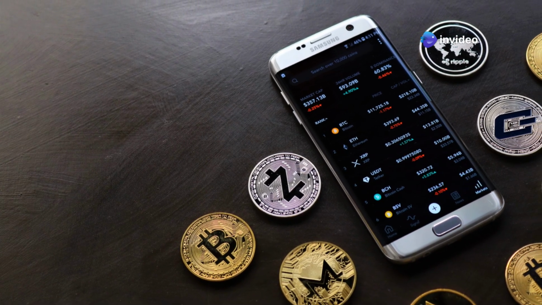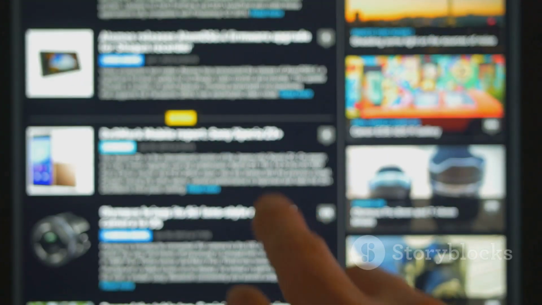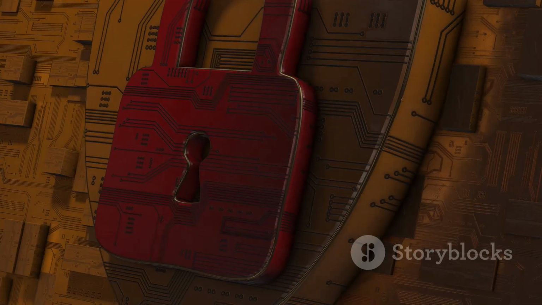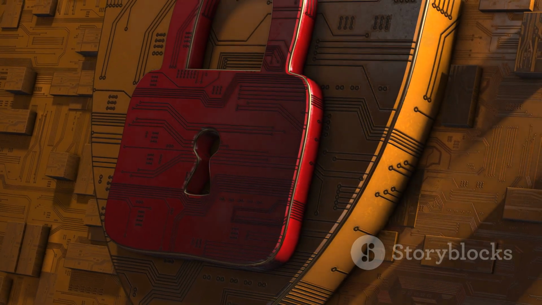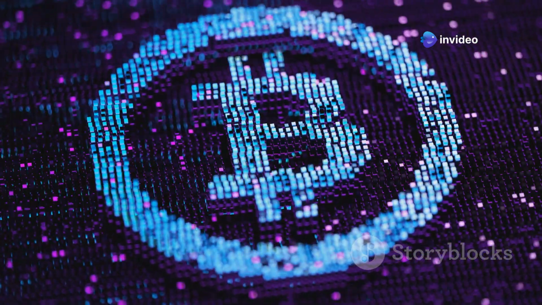Private key and public key. A private key is a secret alphanumeric code that allows you to access and manage your cryptocurrency holdings. It must be kept secure to prevent unauthorized access. On the other hand, a public key is a cryptographic code that allows users to receive cryptocurrencies into their wallet. It can be shared publicly.